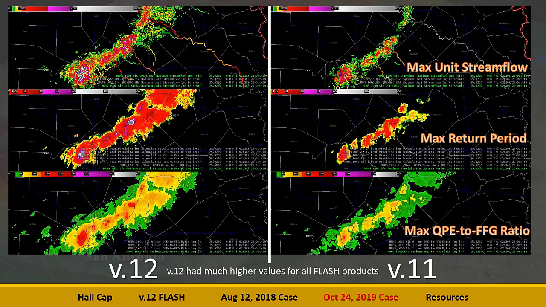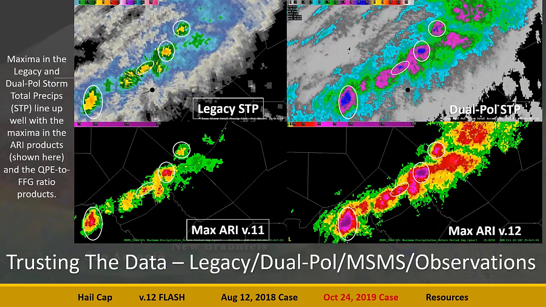So again, it's just saying that, hey, this is more accurate of what's going on and presenting us a better representation in Flash version 12 of the actual rainfall and the actual impacts on the ground than what we had gotten in version 11. So it really all comes down to trusting the data.